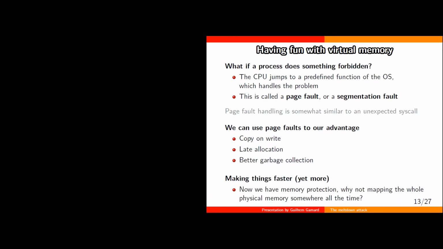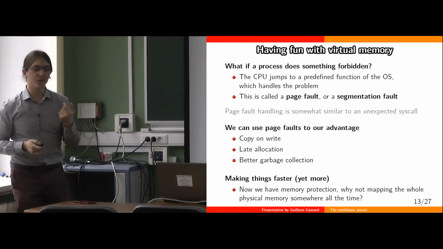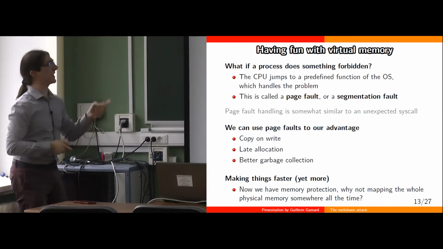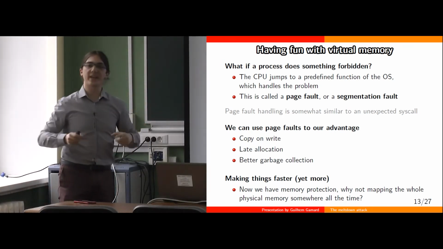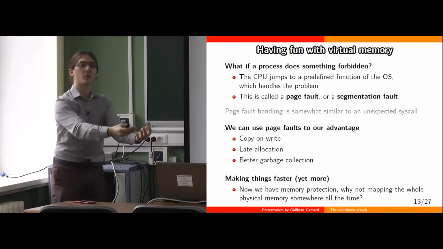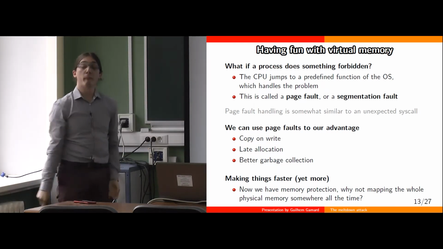But okay, something, for instance, the Linux kernel did at some point was, okay, now we have this memory protection, we have these access bits, so I can map the memory that I use to treat system calls somewhere and it's safe.